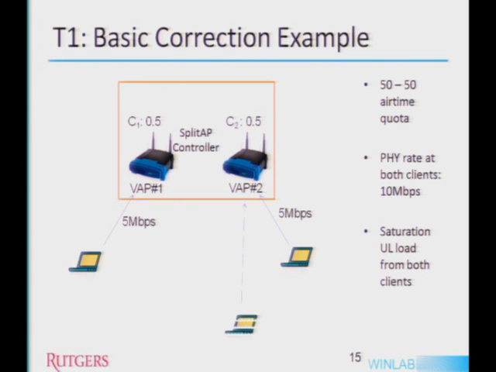So what exactly do you mean by a 50-50 airtime quota? Say if VAP2 has 0 clients and VAP1 has 10 clients, then the 10 clients from VAP1 can only take up 50% of the airtime. So that is the way it is right now, but this can be easily changed because all it is doing is just calculating the fraction. And I'll show that in the next one.